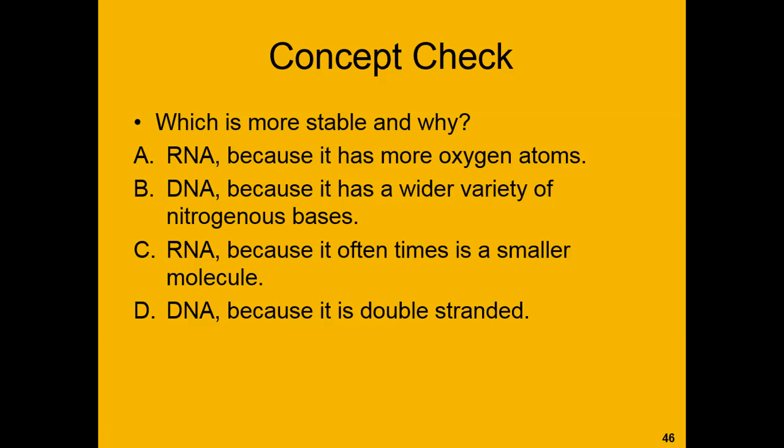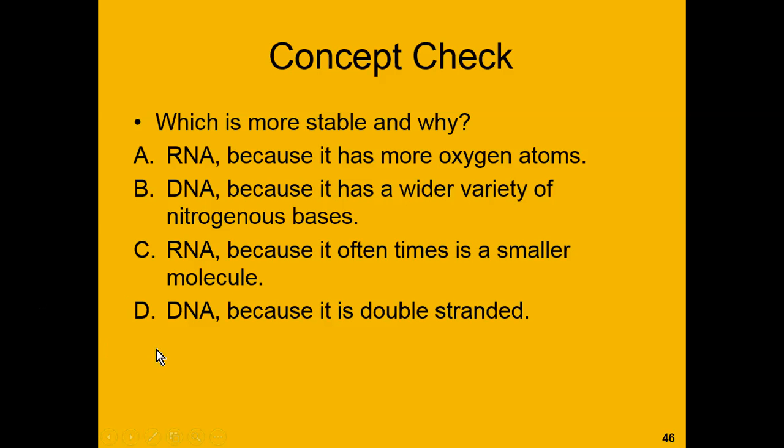So, concept check. Which is more stable and why? A, RNA, because it has more oxygen. B, DNA, because it has more nitrogenous bases than RNA. Or C, RNA, because it's smaller than DNA. Or D, DNA, because it is double-stranded. So, pause the video, get me an answer. 1, 2, 3, 4, 5.